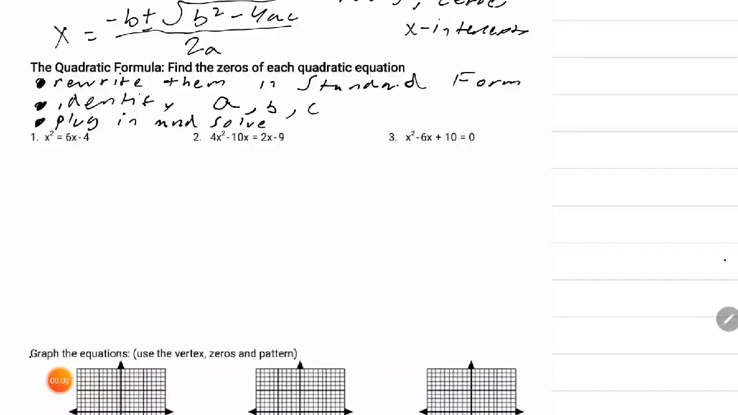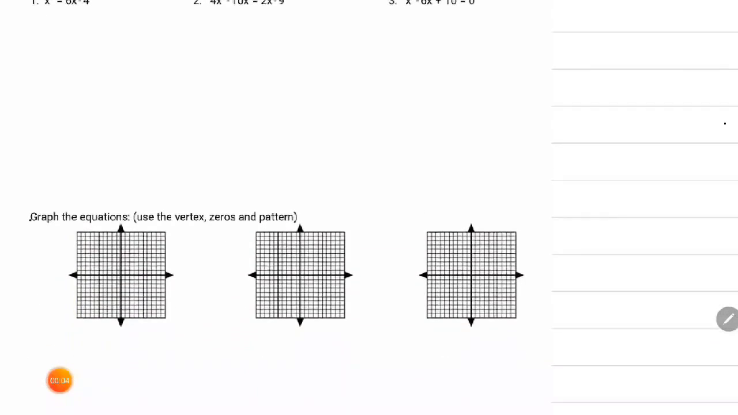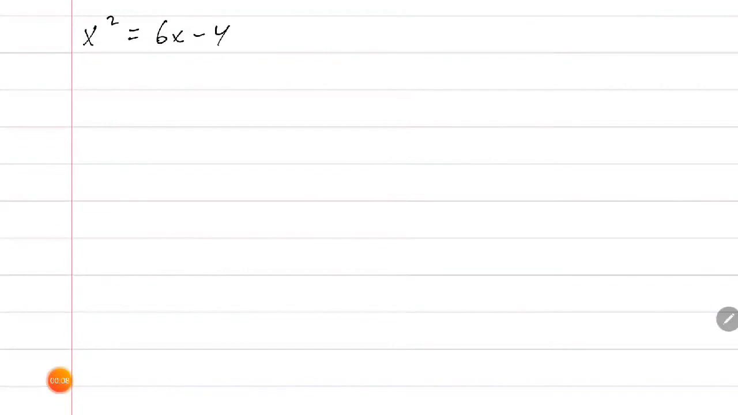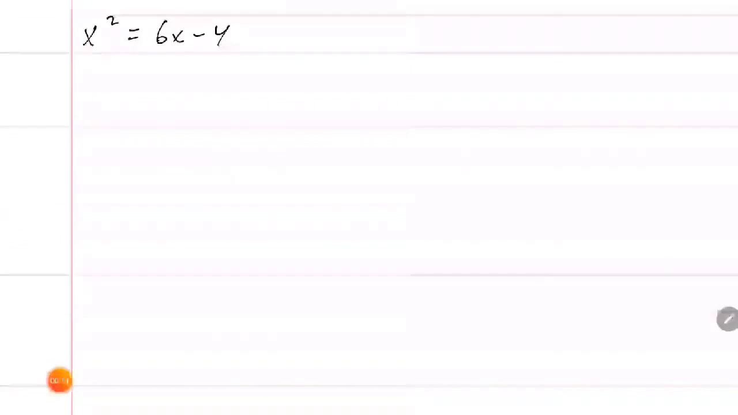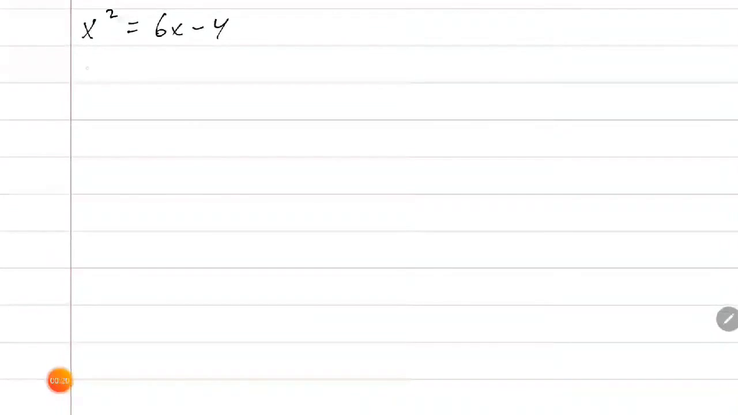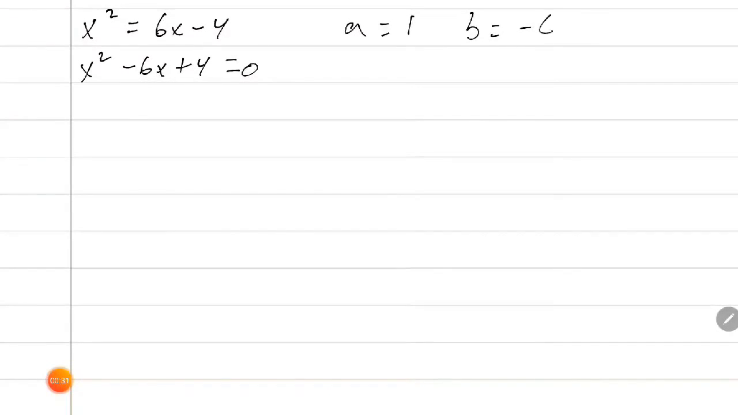So for this first example problem, I'm going to write mine in a bigger space. Here's number 1. x squared equals 6x minus 4. The first thing we have to do is rewrite it in standard form. I like to have my a value positive, so I'm going to move everything from the right side to the left. You get x squared minus 6x plus 4 equals 0. So my a value is 1, b value is negative 6, and my c value is 4.